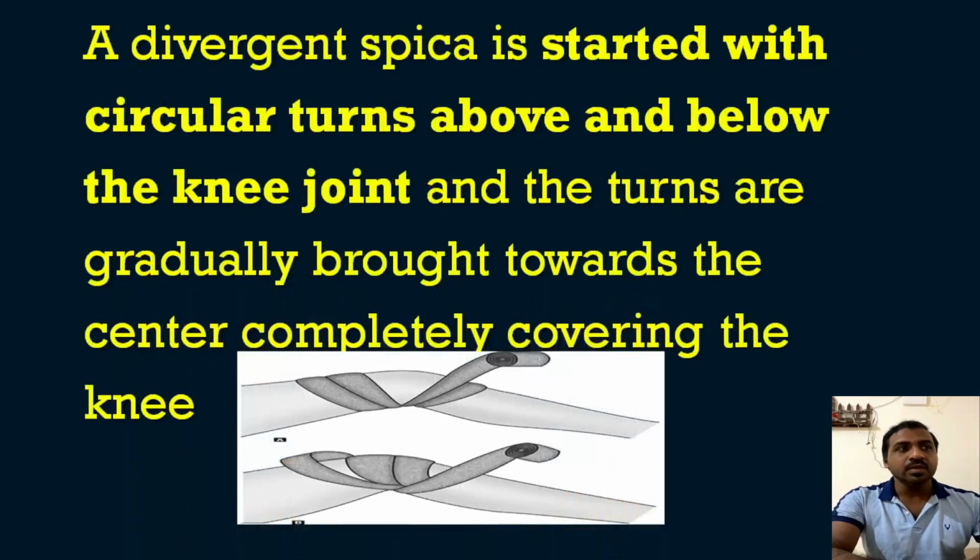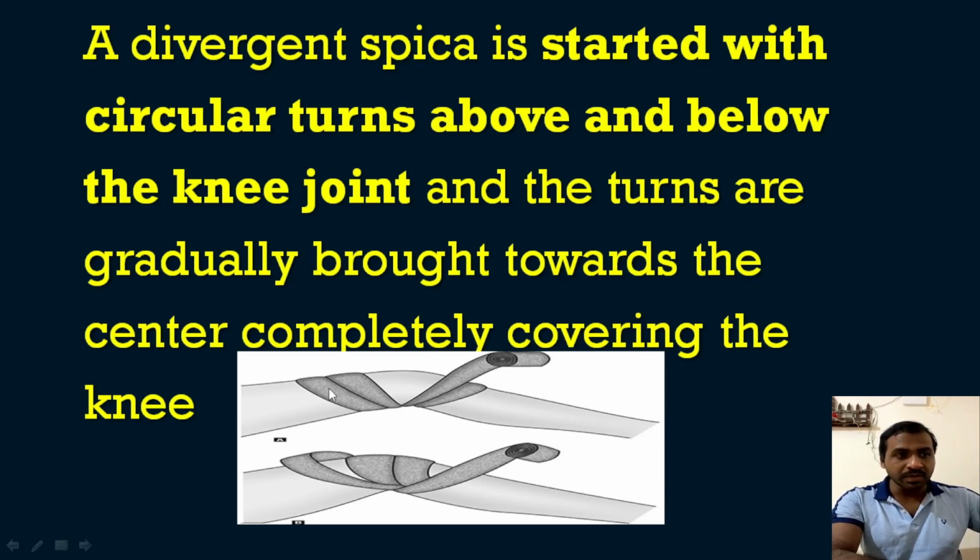So what is a divergent spica? That was the last option. Divergent spica is started with circular turns above and below the knee joint or other joints, and the turns gradually bow towards the center, completely covering the knee. You can see here the circular turns will be starting from above and below.